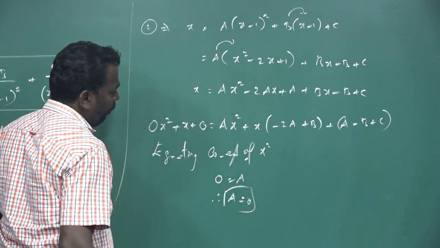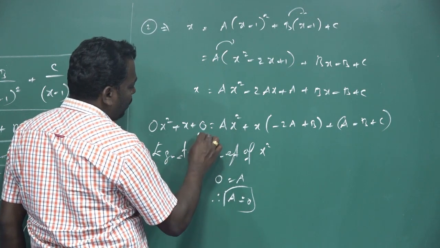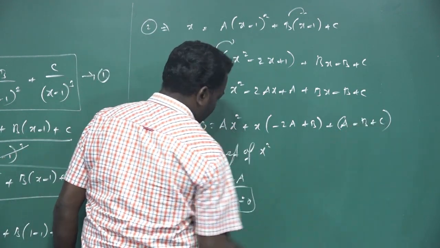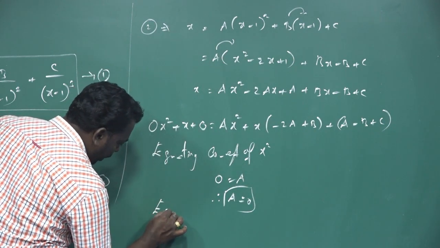A equal to 0. Now again equating the constant term. Left hand side equal to 0. Right hand side equal to a minus b plus c. Now again what is that?